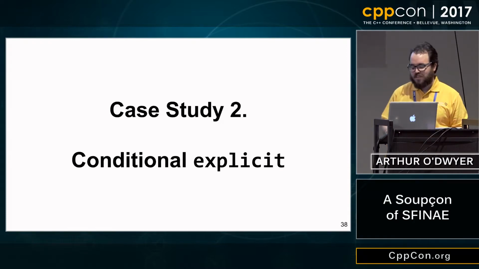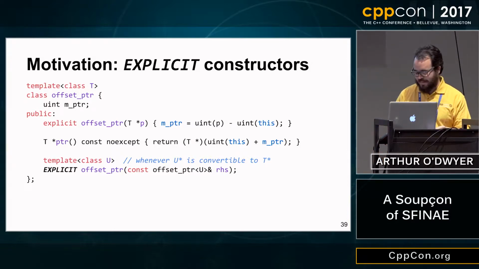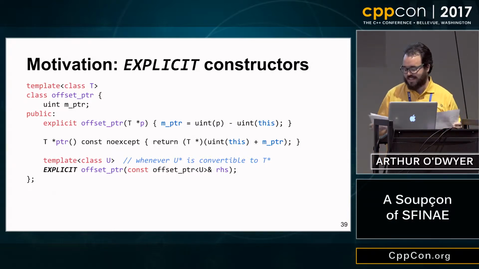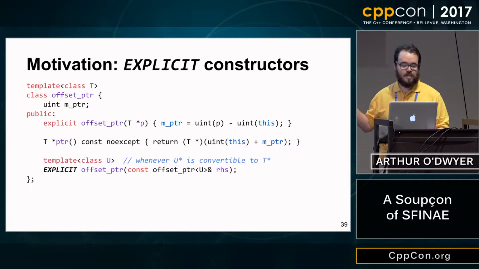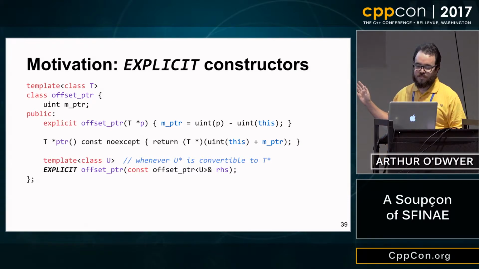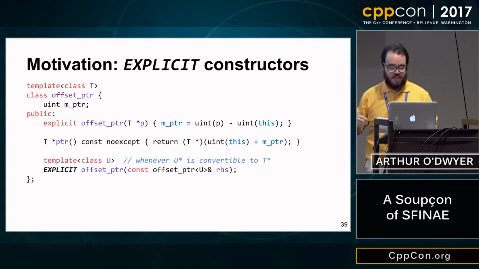Case study 2, conditional explicit. Here's the motivation. We're sticking with fancy pointers. I was looking into fancy pointers a lot lately. So here's a fancy pointer. This is now Boost offset pointer. It has a bunch of stuff I'm not showing here. It's also completely irrelevant how these things are implemented.